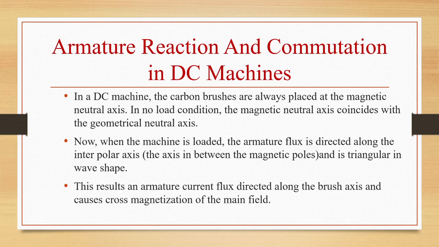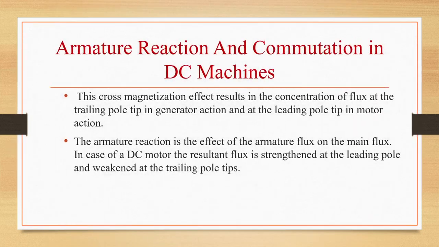So what we are telling here is that whenever the machine is loaded, the armature flux will be directed along the interpolar axis, and it is triangular in wave shape, and this will result in armature flux directed along the brush axis, and it will cause the cross magnetization. The effect of this cross magnetization is concentration of flux at the trailing pole tip in the generator action, and the flux will be concentrated at the leading pole tip in the motoring action.